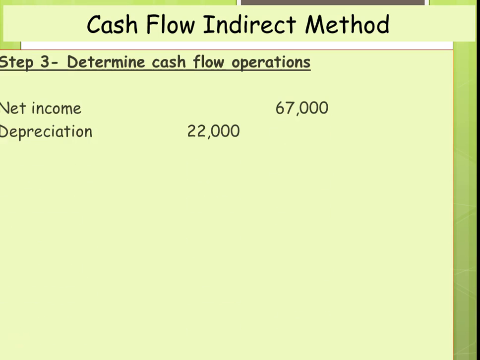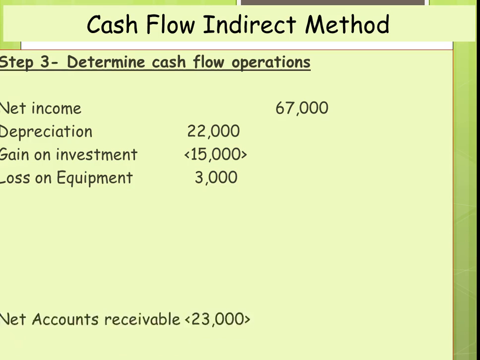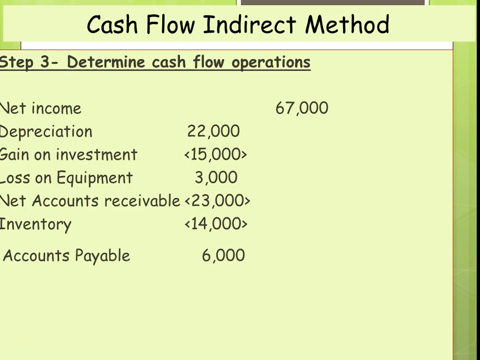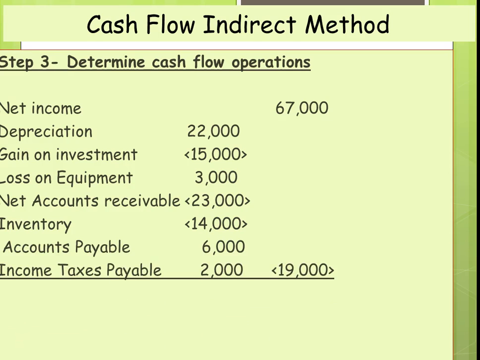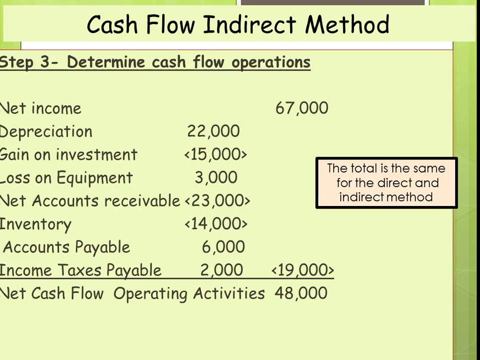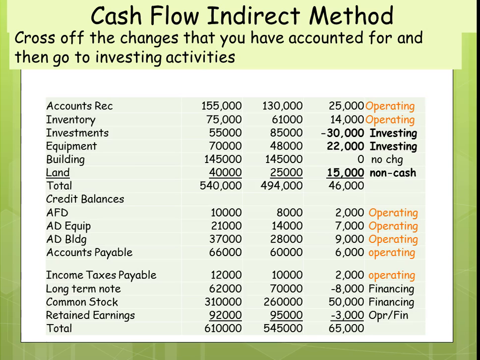Now we can look at our cash flow from operations. So we're going to add in depreciation, subtract out the gain, add in the loss, subtract out the increase in accounts receivable and inventory, add in the increase in accounts payable and income taxes payable, and now we have our cash flow from operating activities. And again, we get the same total regardless of what method, indirect or direct. Now we're going to go through and look at our cash flow. We're going to subtract off what we've already used or don't need.